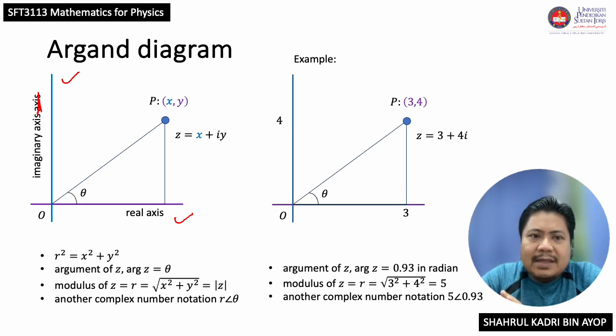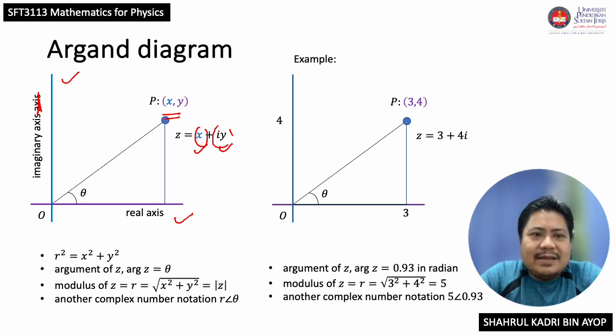Any complex number can be represented as a point on the Argand diagram. Argand is a French Swiss mathematician, so I call it the Argand. So you have a complex number x plus iy. The x part is the real part, on the real axis, and the imaginary part is on the y-axis, so that you have a coordinate of x, y.